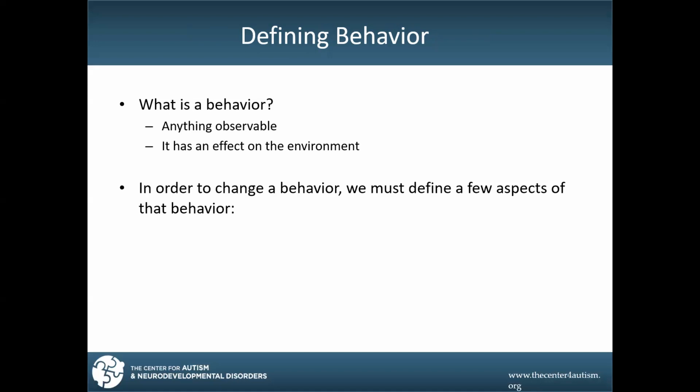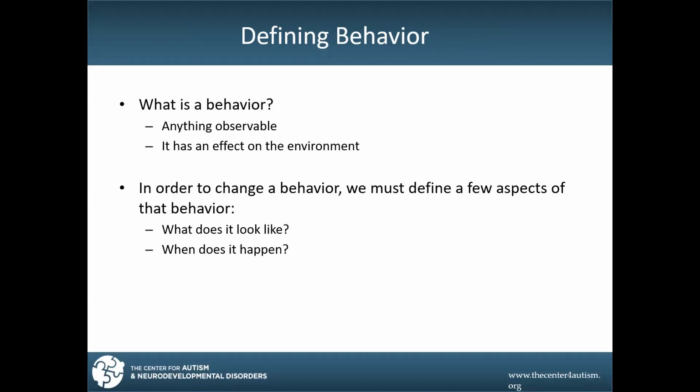Now, in order to change a behavior, we must first define some aspects of the behavior. For instance, what does the behavior look like? Here, we want to be as specific as possible. For example, instead of saying a child engages in aggression, we may say that the child kicks others and that this behavior looks like the child's foot making contact with another person's body.